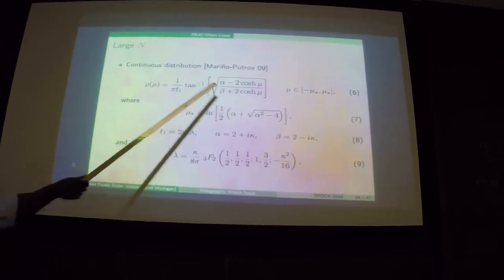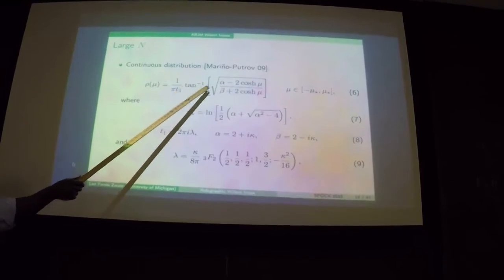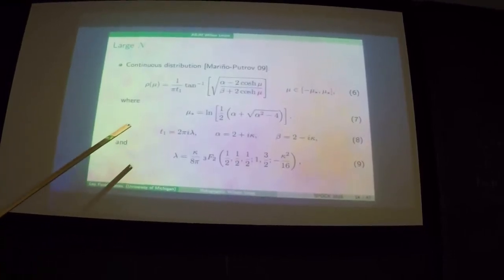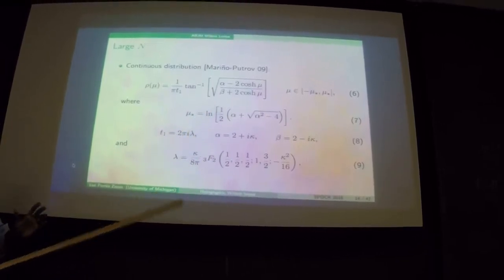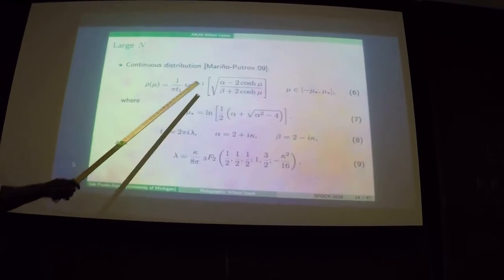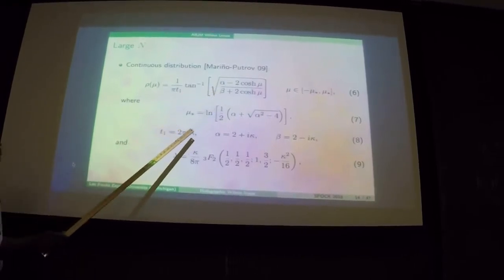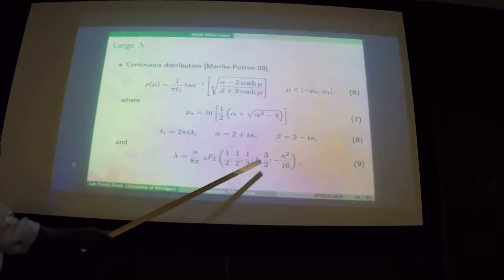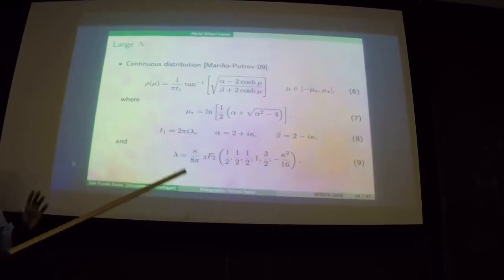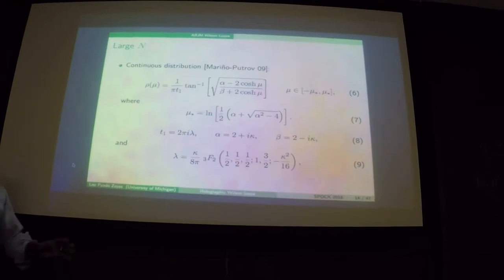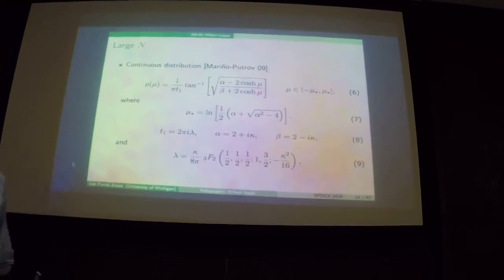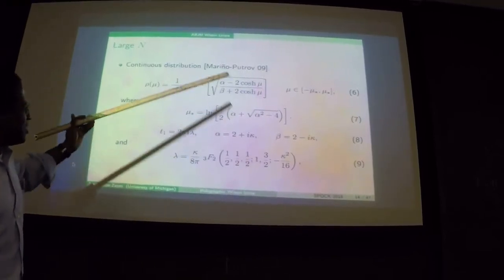So this distribution is a lot more complicated. It's arctan with this square root, but this was discussed by Marino and Putrov already, again in 2009. Again, this is kind of convoluted but not complicated. Okay, so you have the function, and then these parameters are related to lambda, and lambda is related to kappa in the way that I have written here. It's not very complicated. It's just that it's messy. But it's known, okay? The function is known.